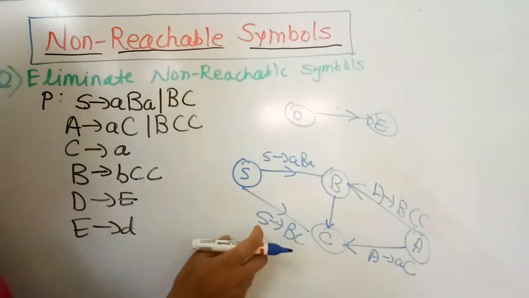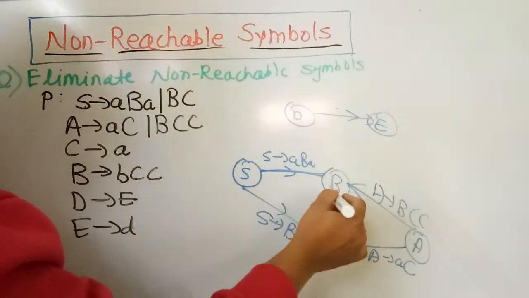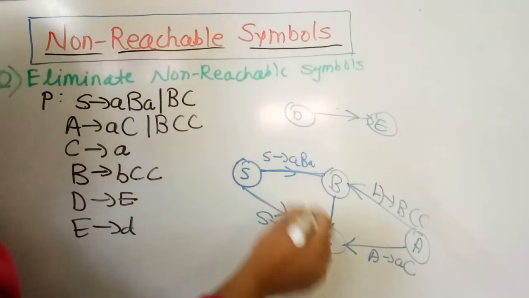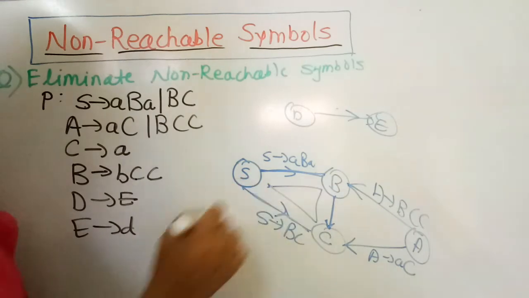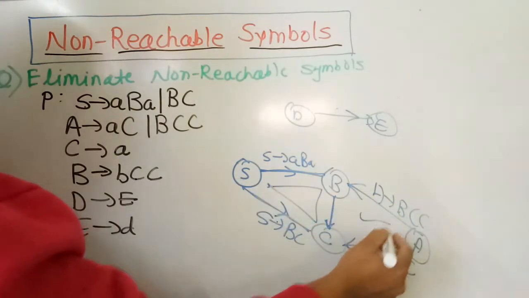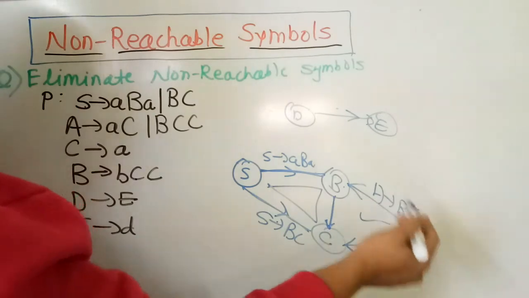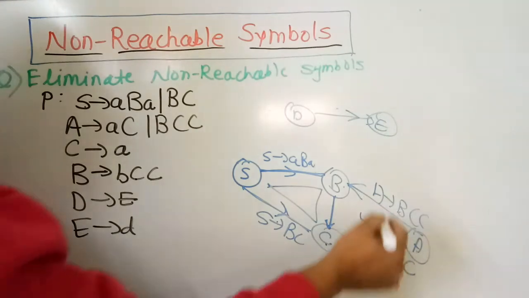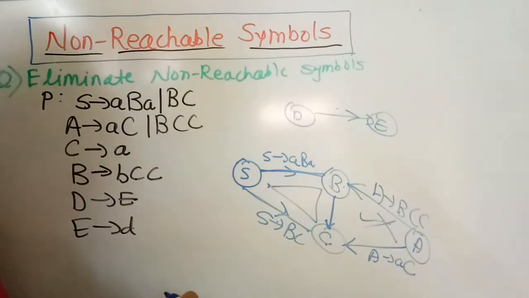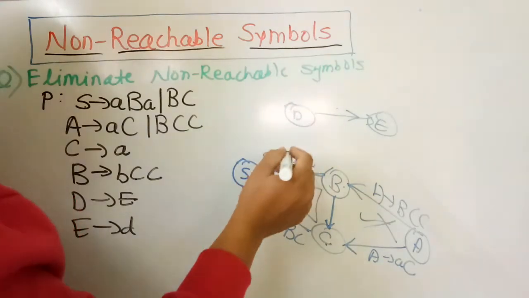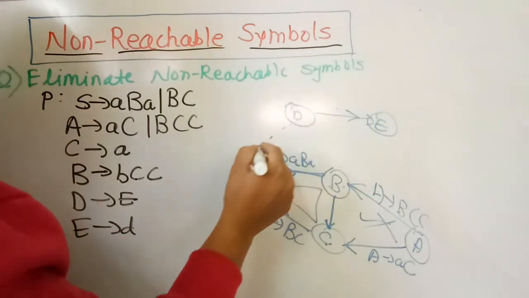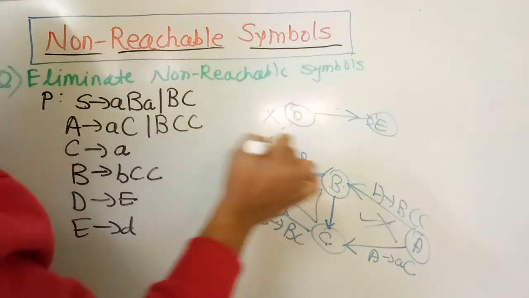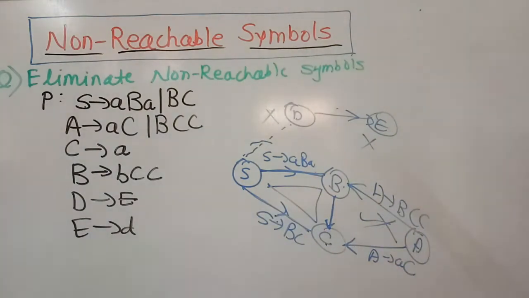Now we can conclude from this diagram that S is dependent on B, B is dependent on C, and S is also directly dependent on C. So these three are reachable from each other. But comparing this part, A is dependent on B and A is dependent on C, but there is no direct linking from the starting non-terminal present. So A is not a reachable symbol from the starting non-terminal. Now again see, D is dependent on E, but it is not having any connection from the starting non-terminal. So it is a non-reachable symbol. Means these two symbols are also non-reachable.